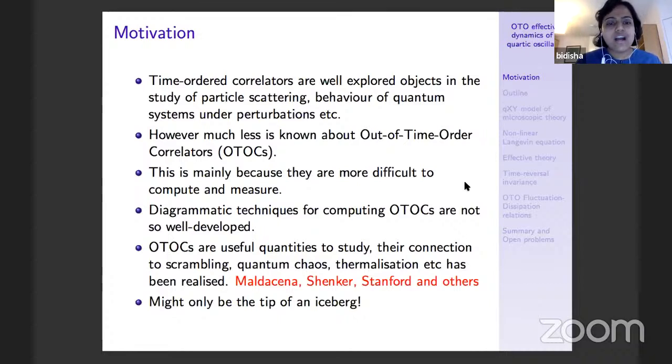However, OTOCs are useful quantities to study, as their connection to scrambling, quantum chaos, thermalization, etc. has been realized by Maldacena, Shenker, Stanford, and many others. So this might be only the tip of an iceberg about OTOCs. And as we will see, there can be new insights coming from OTOCs. So it is actually very useful to study out-of-time ordered correlators and compute them systematically.